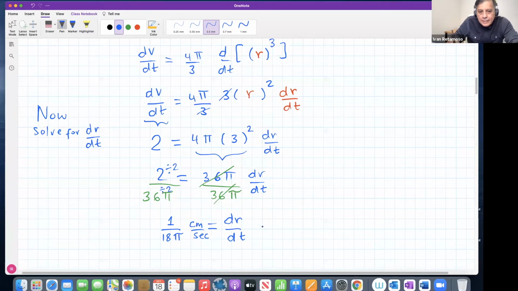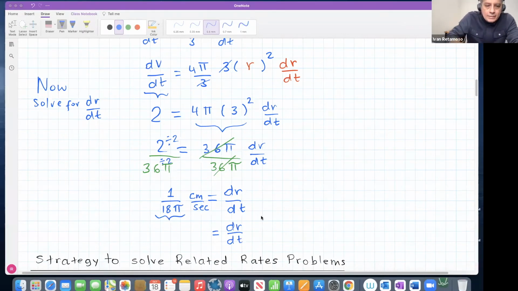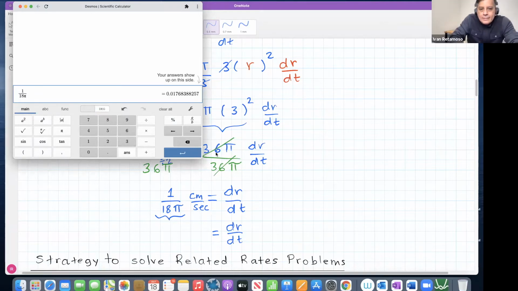Yeah, done. But since we are dealing really with this practical, real-world problem, most of the time this should be computed as a decimal. So let's do it together. Let's bring out our decimal scientific calculator. 1/18 times pi is just 0.01768. They say round it to 3 decimal places, right?